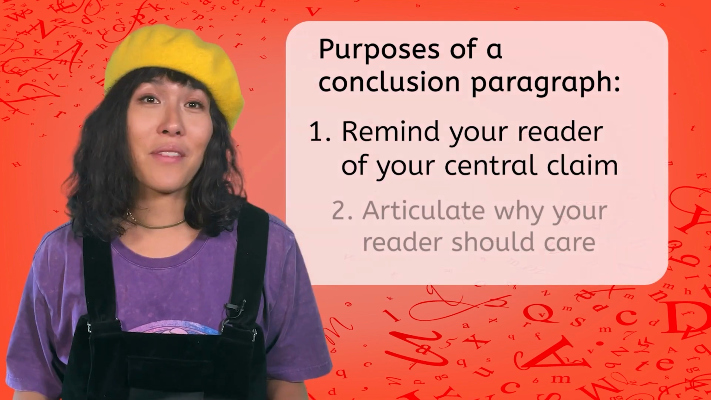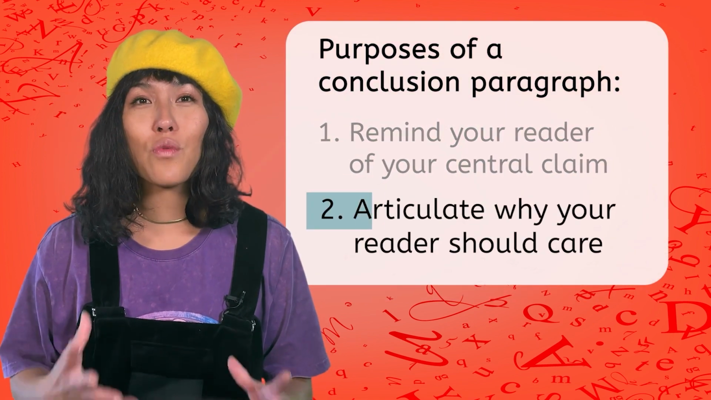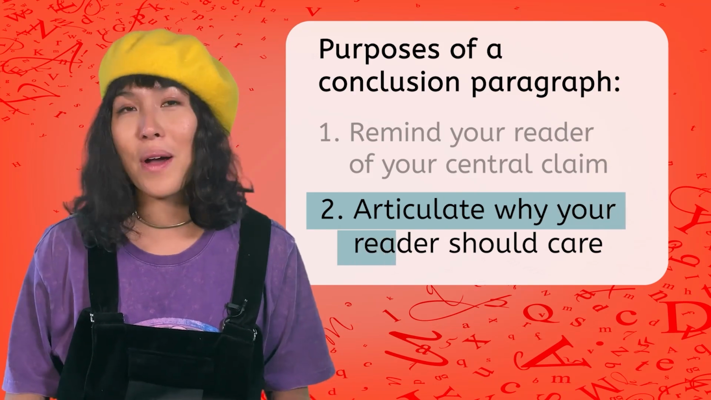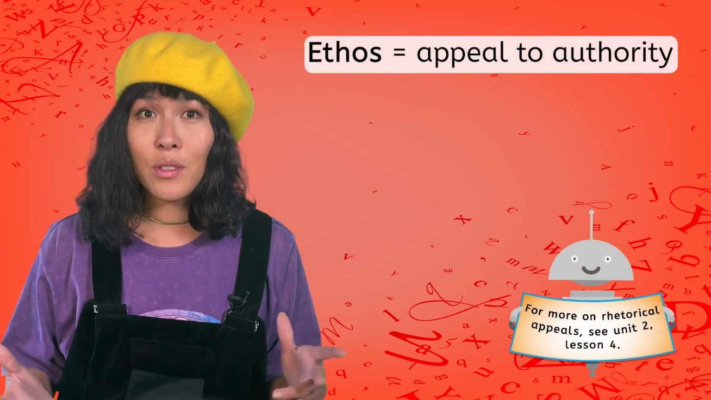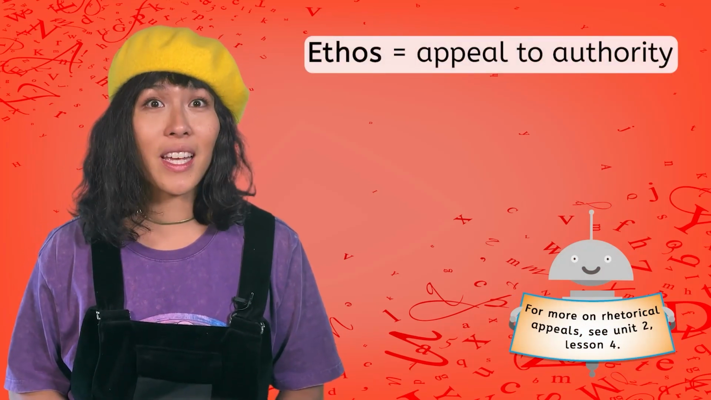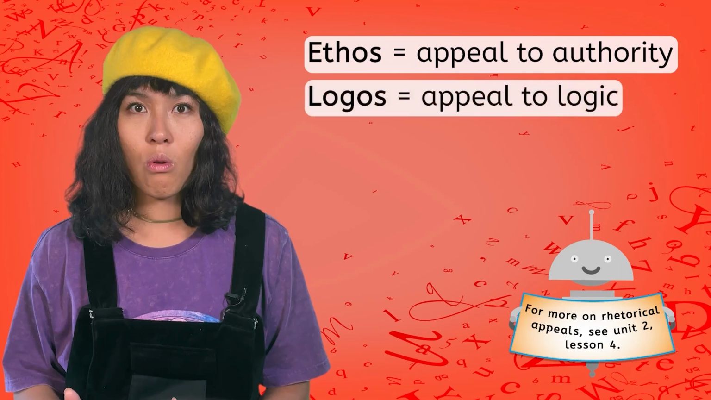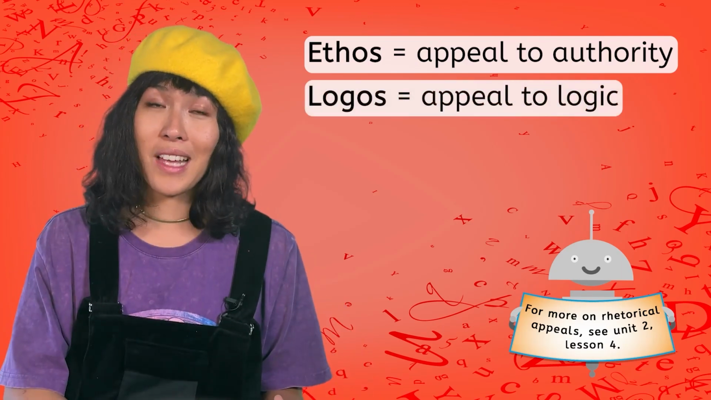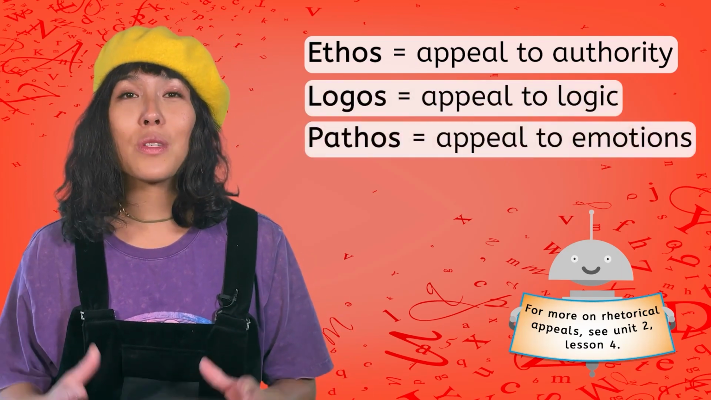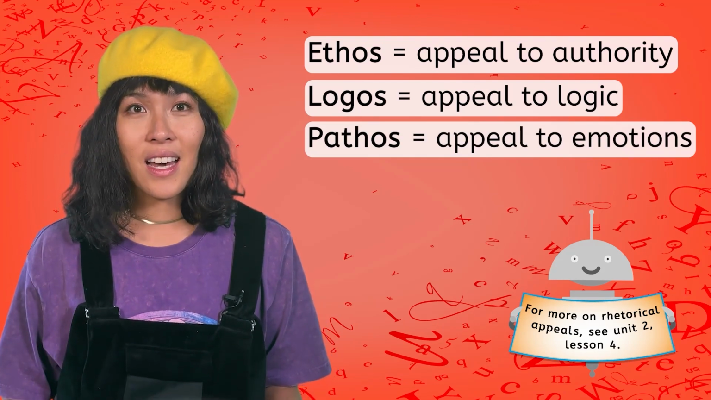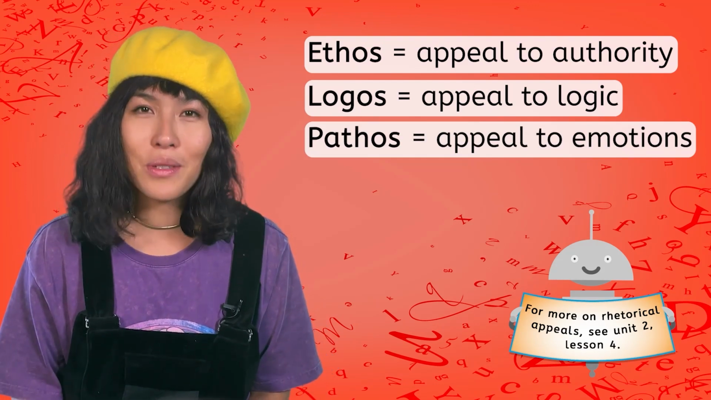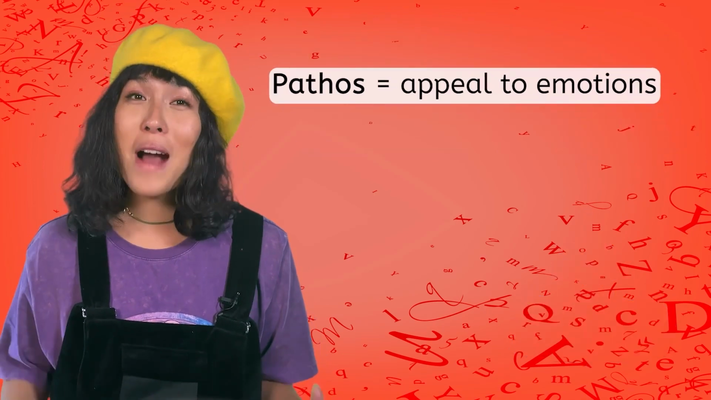The second purpose of a conclusion paragraph is to tell your reader why they should care about your claim. There are many ways you can approach this task. You could use ethos or an appeal to your reader's sense of authority. You could use logos or an appeal to your reader's logical side. Or you could use pathos or an appeal to your reader's emotions. I think I'm going to use an appeal to my reader's emotions for my conclusion.